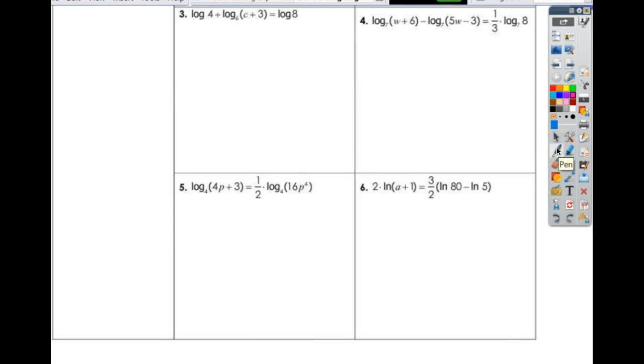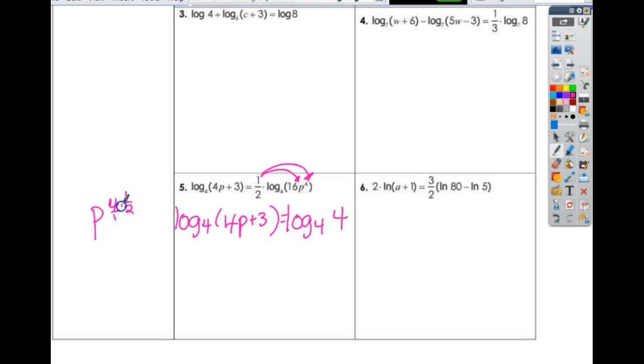Okay, so on number 5, I have this 1/2 here. Where does the 1/2 go? It goes to the 16 and to the 4. So I'm going to get log base 4 of 4p plus 3, and then I have log base 4. If I put the 1/2 on the 16, what does that mean? The square root. What's the square root of 16? 4. And then I have p to the 4th times a half. If I put a 1 under it, then I have 4 over 2, which is p to the 2nd.